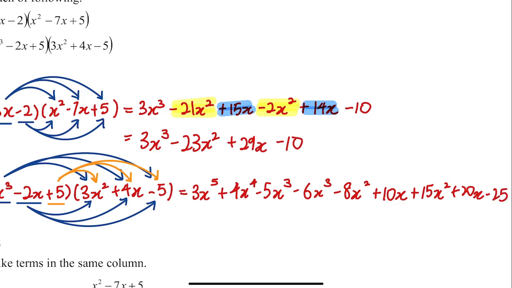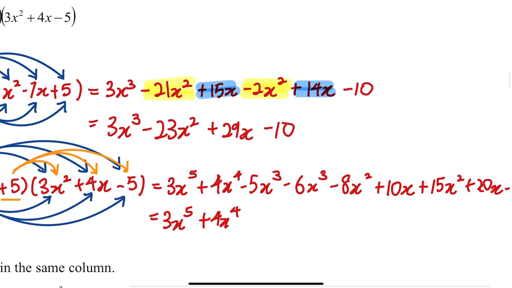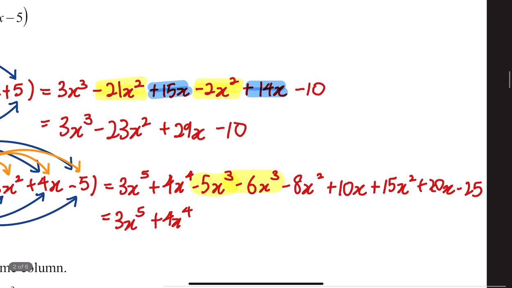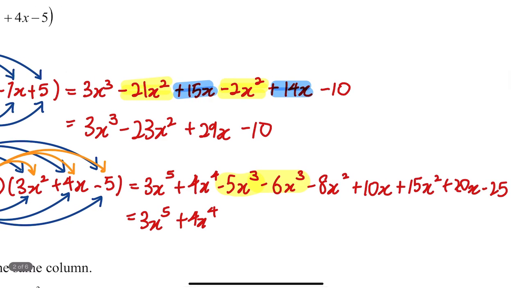Okay. Then from here, all you need to do now is to combine all the like terms together. 3x power 5. I now look at the terms that have x power 4. I have only one term with x power 4, so plus 4x power 4. Then now look at the terms with x power 3. I have, let me make this bigger. Negative 5x cubed minus 6x cubed. So therefore this will give me minus 11x power 3.